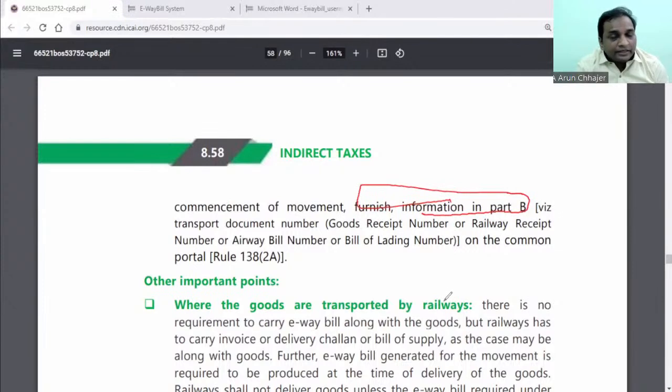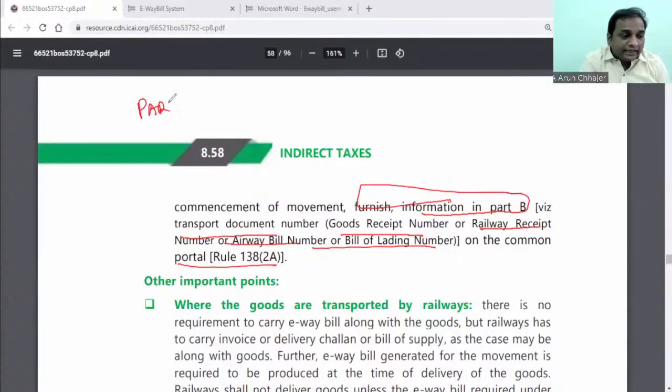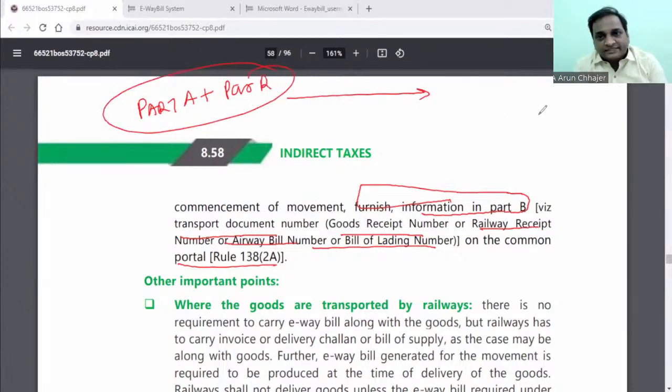What will be the part B? Transport document number, GRN number, or railway receipt, or airway bill, or bill of lading number on the common portal. Please remember, normally if it is by road, part A and part B both have to be generated before the movement. But yes, there is one exception. If the goods are being moved by air, by rail, or by vessel, then part B can be generated even after the movement. Part B can be entered even after the movement.